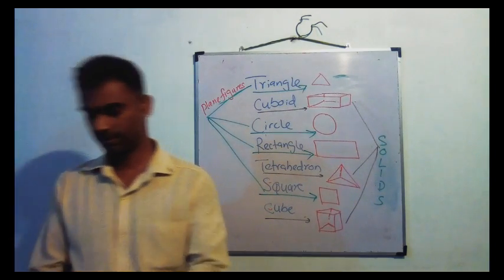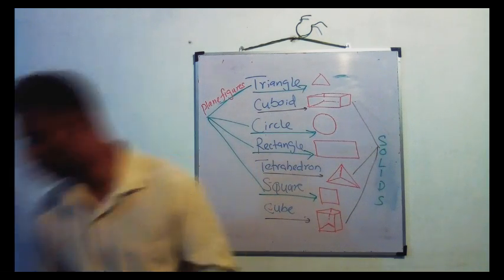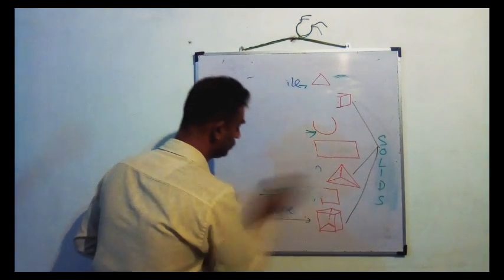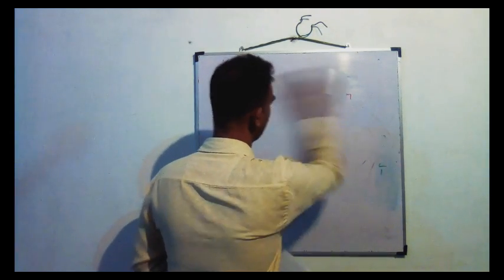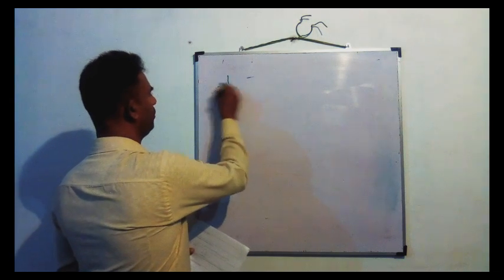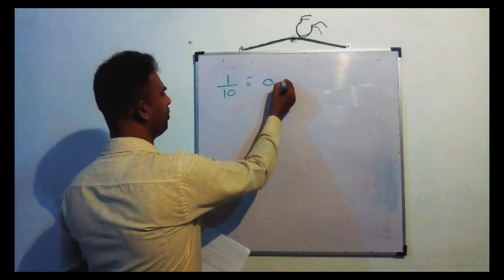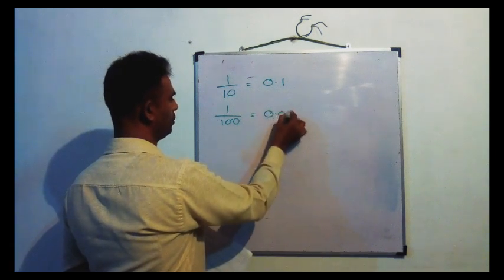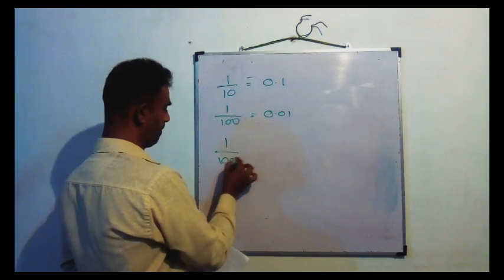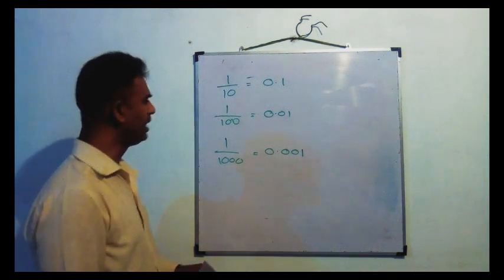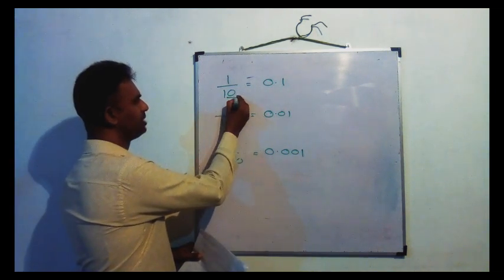X plus 0.23 as a fraction. See here, I want to explain that. I can tell the answer quickly, but I want to explain. 1 upon 10, as a decimal, 0.1. 1 upon 100, as a decimal, 0.01. 1 upon 1000 equals 0.001.